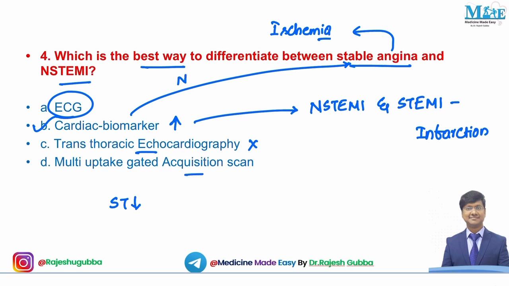And the multi-gated acquisition scan, that is the MUGA scan, is mainly helpful for assessment of the ejection fraction. In both stable angina and NSTEMI, there can be a normal ejection fraction as well. So even this will not be useful to differentiate stable angina from NSTEMI. So the best answer will be the cardiac biomarkers. Next question.